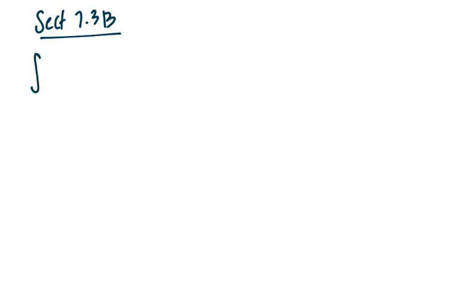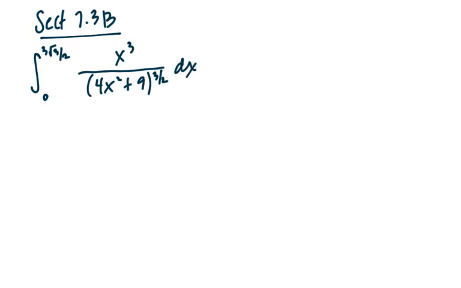So section 7.3b, let's start with the problem that says 0 to 3 square root of 3 over 2. The top is x to the third. The bottom is 4x squared plus 9 to the 3 halves. So this literally means 4x squared plus 9, square root, to the third. That third could be inside or outside, but do you see the square root happening? Because that's important. Let's rewrite it to look like that.